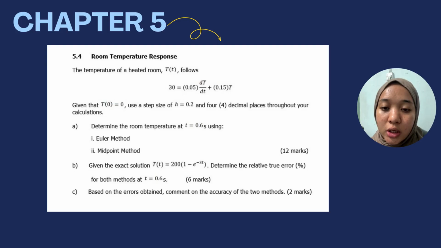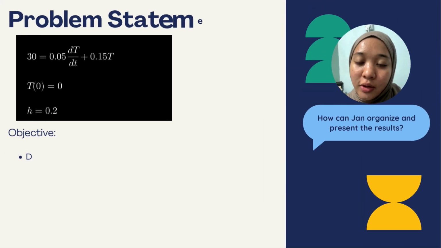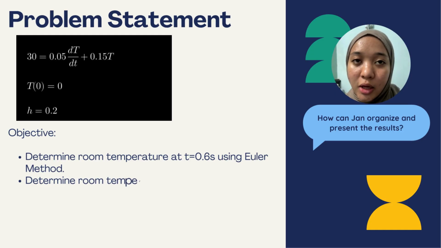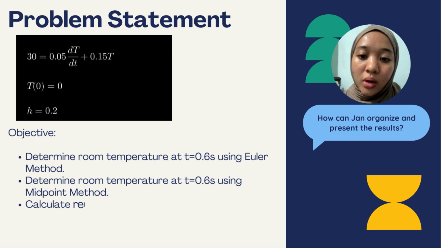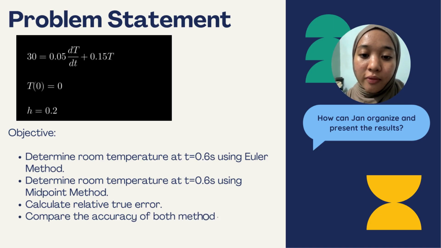For this question, we have to find the room temperature response using the Euler method and the midpoint method. So let's go. I include the objective for this question, which is to determine the room temperature at t equals 0.C using the Euler method and the midpoint method. We also have to calculate the relative true error and compare the accuracy of both methods.